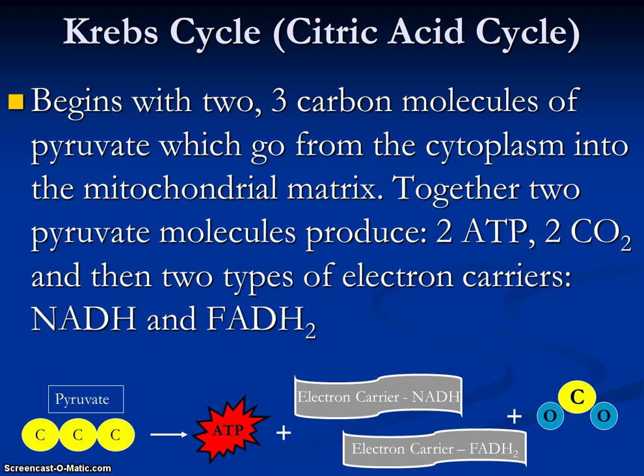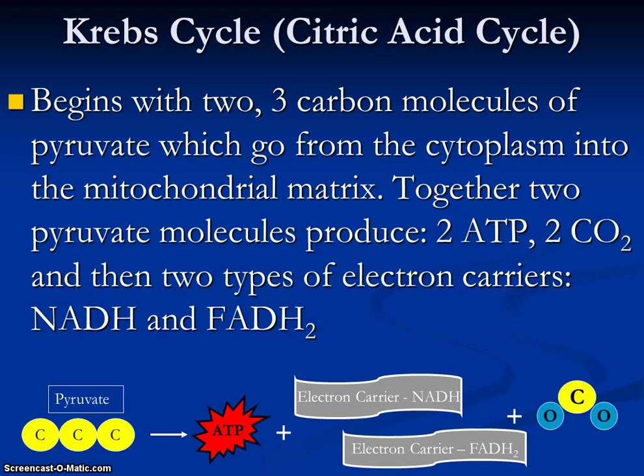In the aerobic part of cell respiration, it's going to start with the Krebs cycle, or we could call it the citric acid cycle. But in this Krebs cycle, you're going to take those two pyruvate molecules from the cytoplasm and transfer them into the matrix of the mitochondria. Remember, the matrix is inside the inner membrane of the mitochondria.